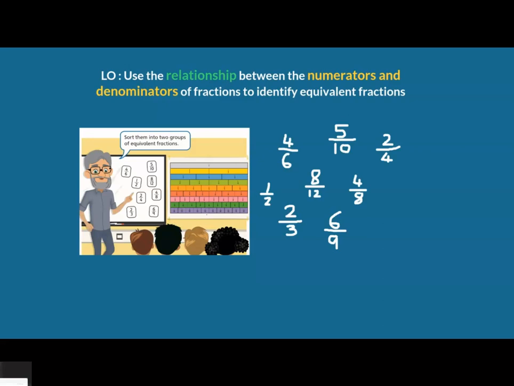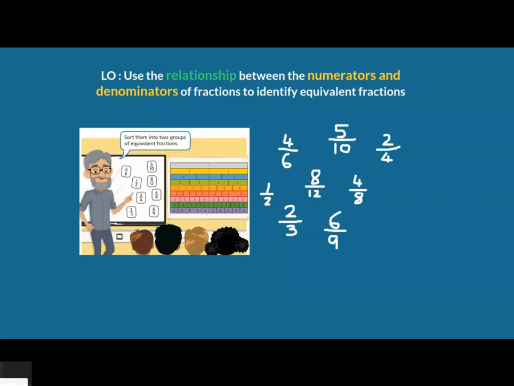One way to do this is using the fraction wall. You can identify each of the fractions on the fraction wall, and then that makes it really easy to compare whether or not they're equivalent to each other. It's important, though, that we find other ways to do this and maybe use the relationship between the numerator and the denominators of fractions to be able to work out whether they're equivalent or not.